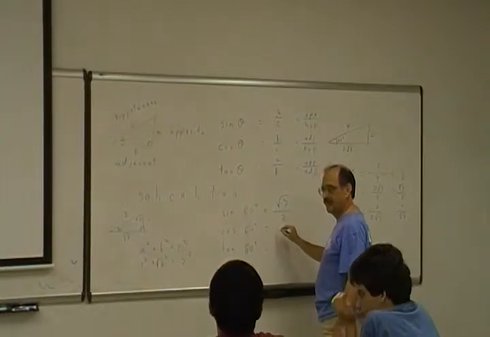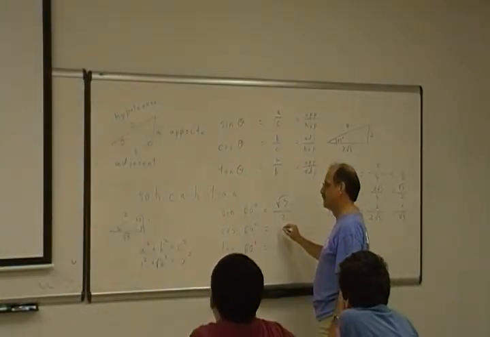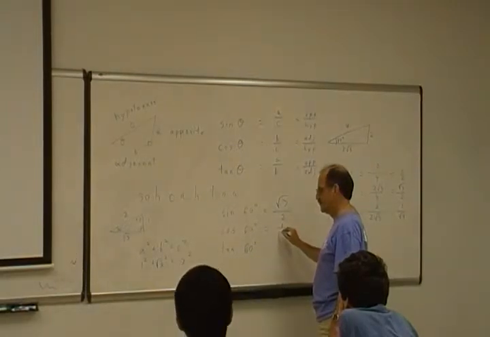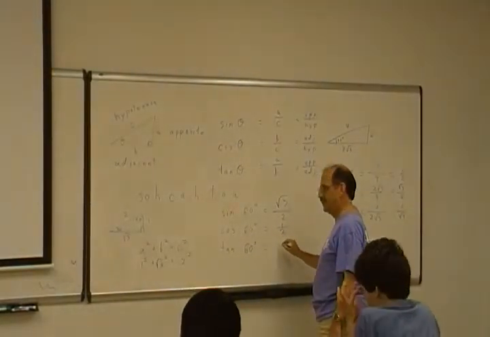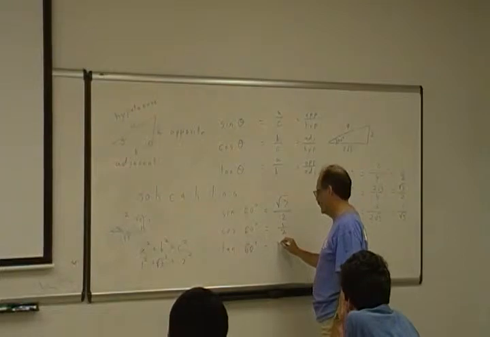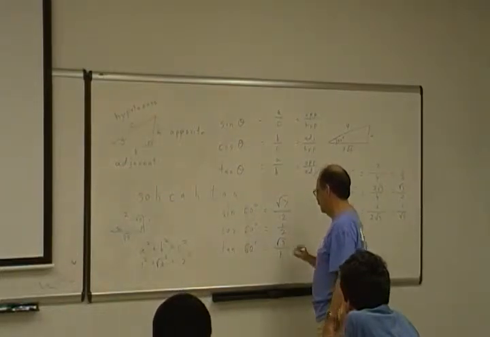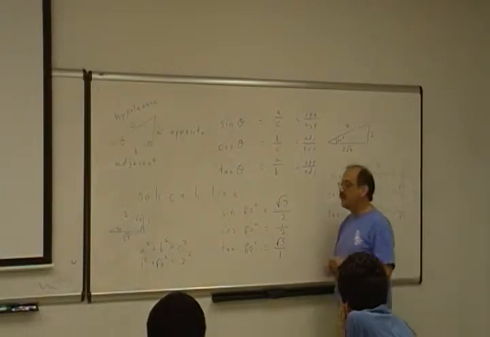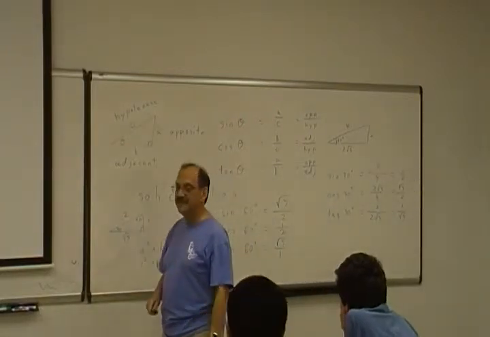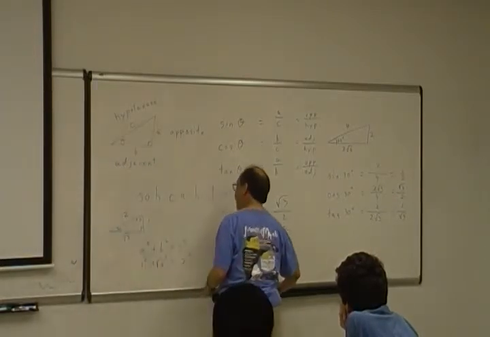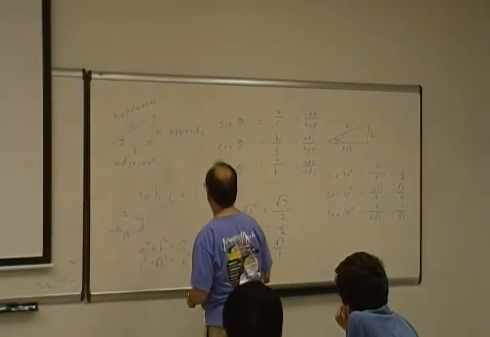Okay? Then the cosine is 1 over 2. And then the tangent is opposite over adjacent, square root of 3 over 1. So this equals the square root of 3. All right, so you should know the 30, 60, 90 triangle by heart, and you should also know the 45-degree right triangle by heart.